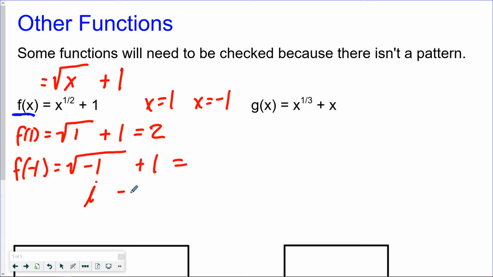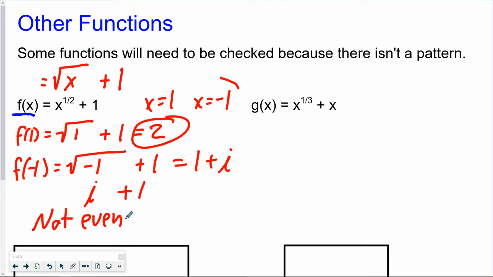So now you're going to say, so is it even or odd? Remember, if it's even, we should have gotten the same number both times. I didn't get 2 both times. So it's not even. If it were odd, we get the same number, but negative. We didn't. We got a totally different thing. So it's not even, or I'm sorry, it's not odd either. So because it's not even and it's not odd, it's neither.